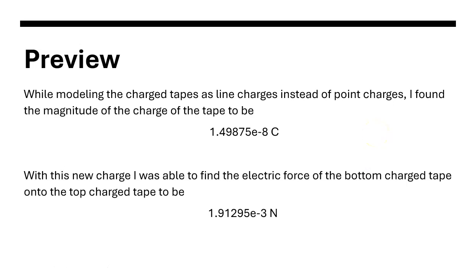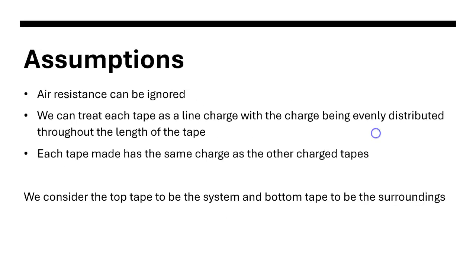So to preview our findings of this lab, when treating the tapes as line charges instead of point charges, we found that the magnitude of the charge of the tape is equal to 1.498 times 10 to the negative 8th coulombs. And with this new charge, we were able to find that the electric force of the bottom tape onto the top tape is equal to 1.912 e to the negative 3 newtons. And we found these two results with the following assumptions.